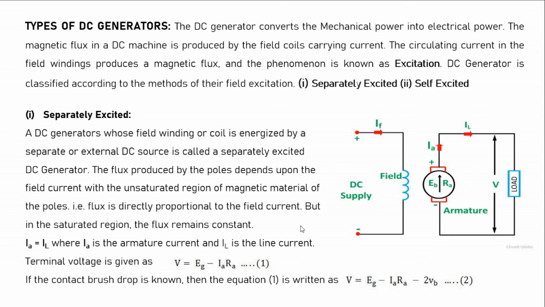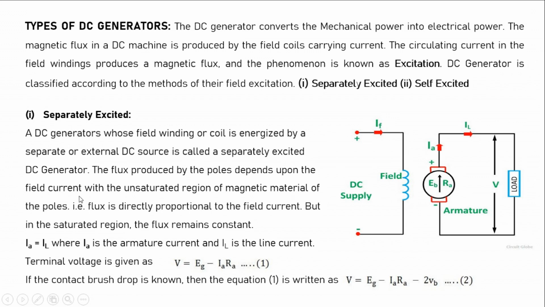One thing I would like to tell: even for a DC generator to produce DC voltage, initially some exciting current or exciting voltage, an exciting supply, has to be given to the field windings first, from either an external source or the same source. The DC generator whose field winding or coil is energized by a separate or external DC source is called a separately excited DC generator.